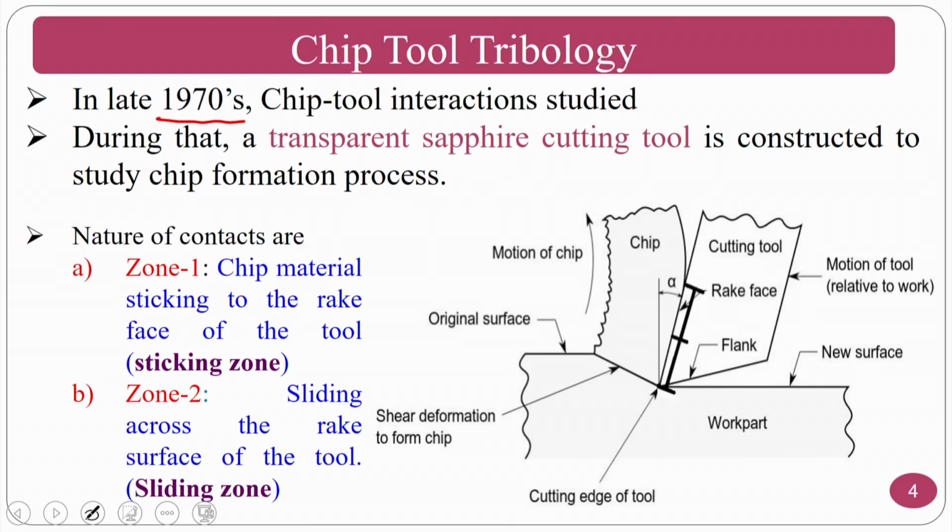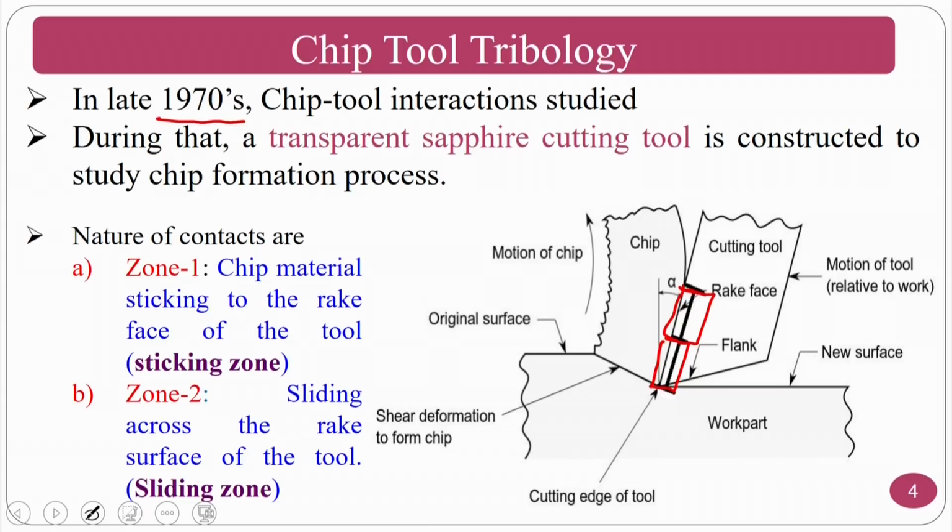If you look at this picture, we have two zones. One is a sticking zone, another one is a sliding zone. This comes under zone 1, called the sticking zone, and then comes the sliding zone. In the sticking zone, chip material sticks to the rake surface of the tool, so normally it will have a perfect contact. I'm not saying perfect means 100%, but it has a good contact. In the sliding zone, it slides across the rake surface.